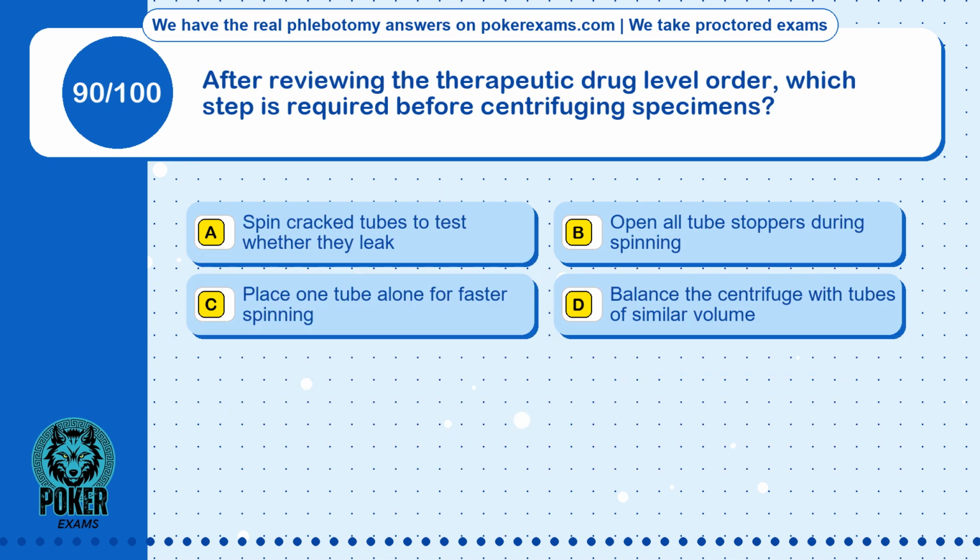Question 90. After reviewing the therapeutic drug level order, which step is required before centrifuging specimens? Option A, spin cracked tubes to test whether they leak. Option B, open all tube stoppers during spinning. Option C, place one tube alone for faster spinning. Option D, balance the centrifuge with tubes of similar volume.